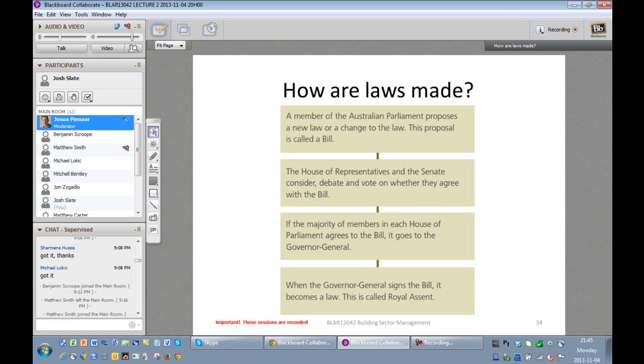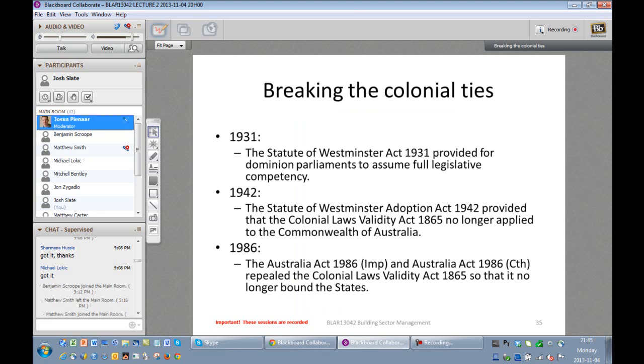I'm pleasantly surprised. If we look at what's happened now, breaking the colonial ties, a few of these acts came through, and since the 1930s, 1942, 1986, you can see that Australia has systematically moved away, breaking those colonial ties, becoming more and more independent. Even though it was independent from the start, it's just a process that they went through to make sure that it's definitely independent.